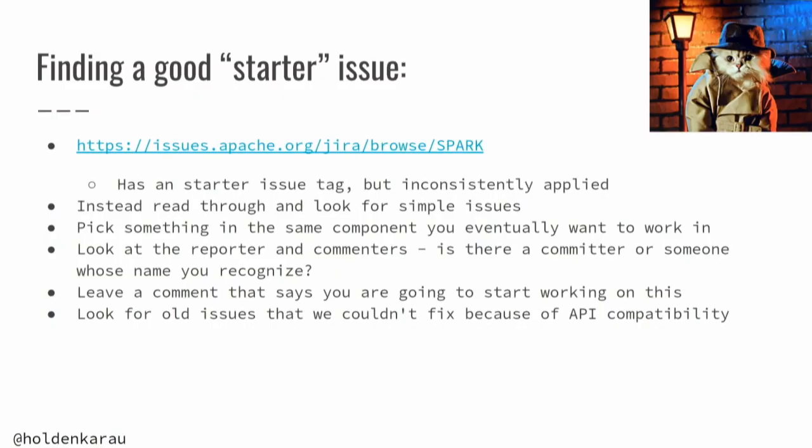Okay, great. So how do we find a good starter issue? We could look for issues with the starter issue tag. Unfortunately, that doesn't work out so well. I would say it's been inconsistently applied. There are some problems tagged with starter issue that are refactor Spark scheduler. And I'm just, no. Instead, I think the actual way to do it, and I know this is not ideal, is to read through a lot of Spark issues and just pick one that looks easy to you.